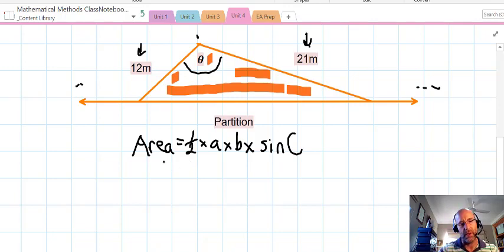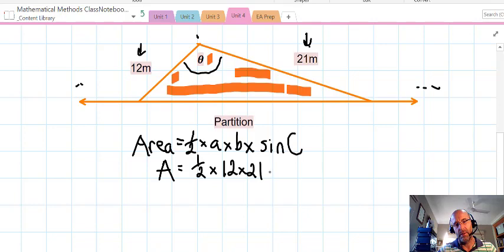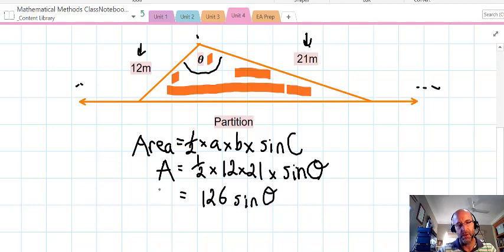So in this one, I'm calling the area A for our particular application. Subbing in the values, it doesn't matter which one we call a and b, we've got half times 12 times 21, and we don't know what the angle is at this stage. Simplifying, that would be 126 sine, I'll call that theta, to be a bit more consistent with how we set it up. So we have an expression for A in terms of theta.